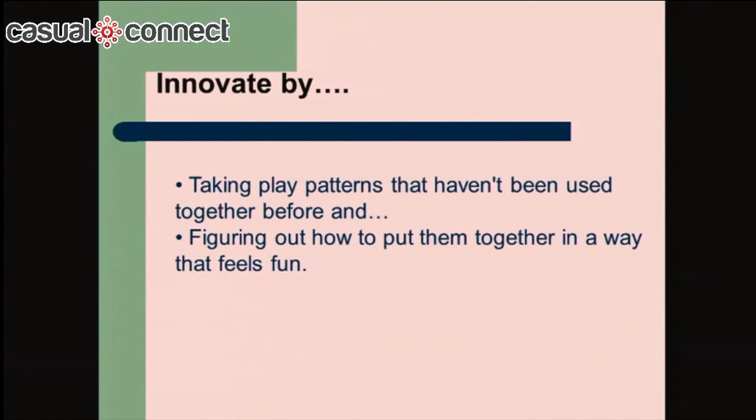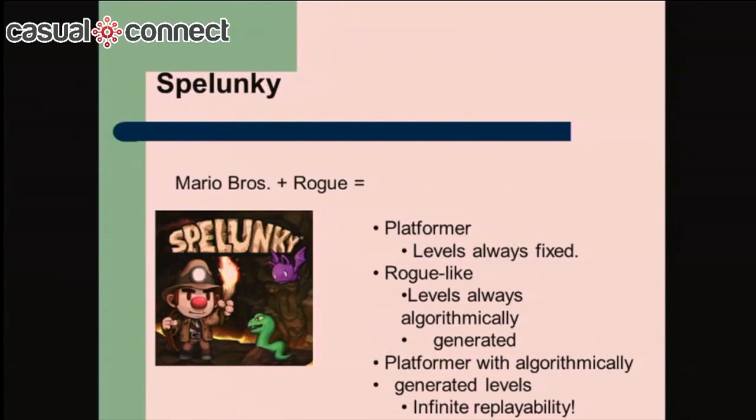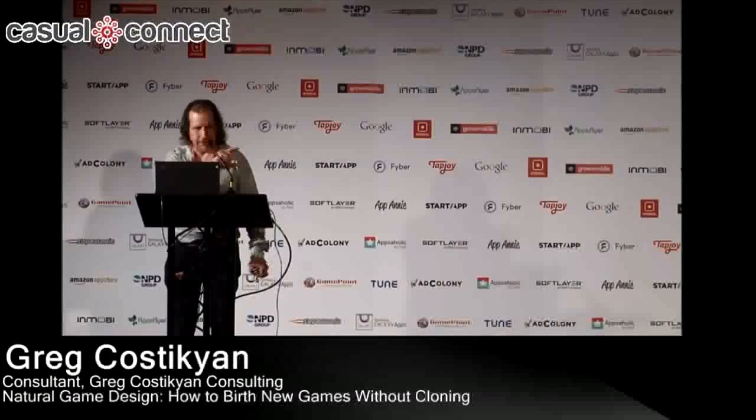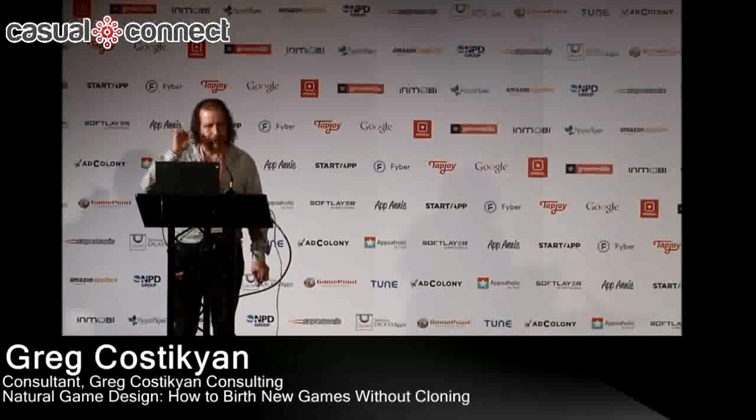So one easy way to innovate is by taking play patterns that haven't been used together before and figuring out how to meld them. Right? Here is an example. Spelunky is an indie game, very successful. It's a platformer, and traditionally, platformers are extraordinarily heavily designed games where the level is carefully planned out and tested to fare well, and there is never any deviation within that level. Spelunky, the levels are algorithmically generated. They're random. So essentially, he's taking Mario Brothers and Rogue and munging them together.